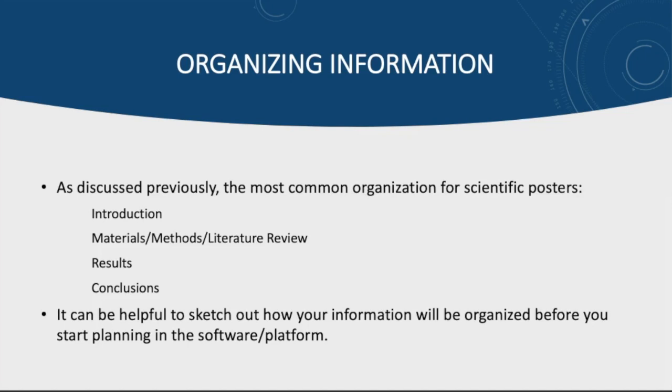Again, when you organize information on your poster, organization is really key, just so viewers can go through your poster and understand all the different sections and expectations. As discussed previously, the most common organization for scientific posters is the introduction, the materials, methods, and literature review, the results and the conclusions. It can also be helpful to sketch out how your information will be organized before you start planning in the software program. Maybe you even just get out a piece of scratch paper and visually plan where your sections will be and what's going on with that information.